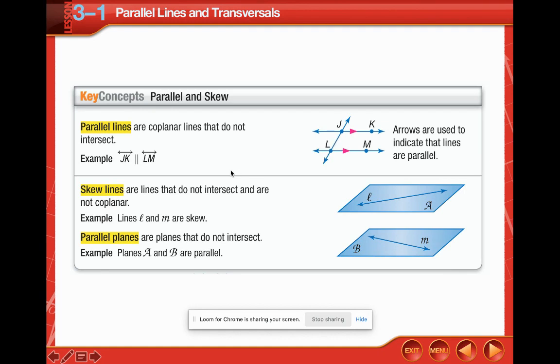Skew lines are lines that do not intersect and are not coplanar. And that would be like line L and line M. They're skew. So an example in real life would be the back corner of the room where the two walls intersect and it forms a line. And then the floor and the opposite wall form another line, and they would never intersect, but they are skew because they're on different planes. Parallel planes are planes that do not intersect, so plane A and plane B. As you can see, they'll never intersect, no matter how far on they go.